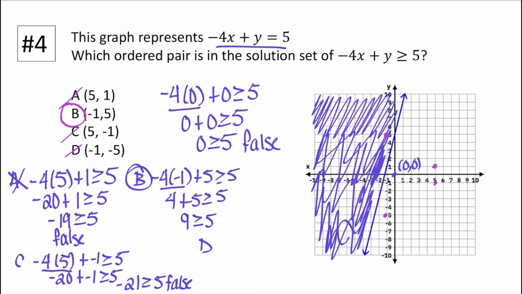Now for D. If I plug in negative 1, negative 5, I get negative 4 times negative 1 plus negative 5 is greater than or equal to 5. Negative 4 times negative 1 is 4. 4 plus negative 5 is negative 1. Negative 1 is greater than or equal to 5 is false, so D is not the correct answer. So you can see either way, you'll find that B is the answer. That is the ordered pair that is in the solution.